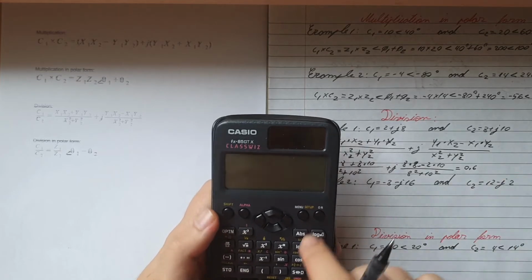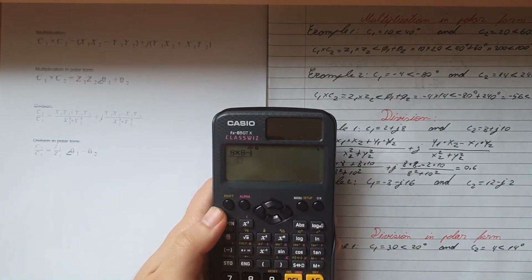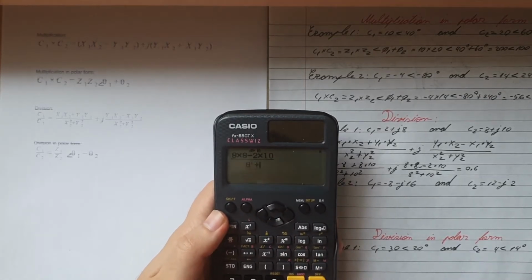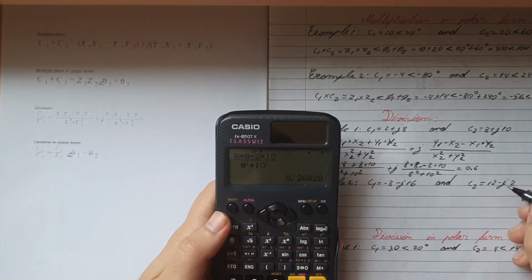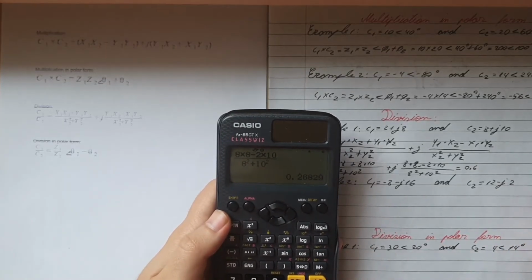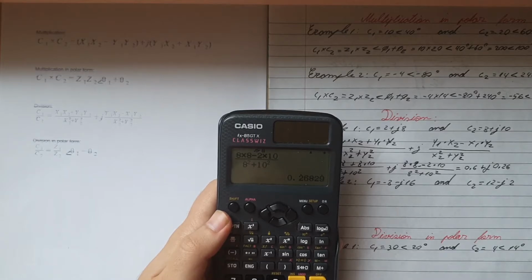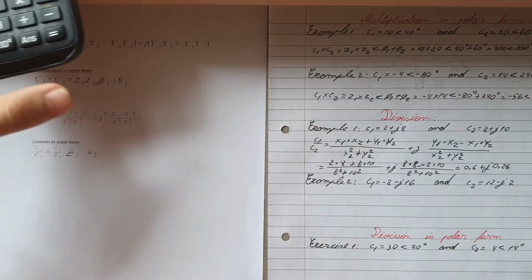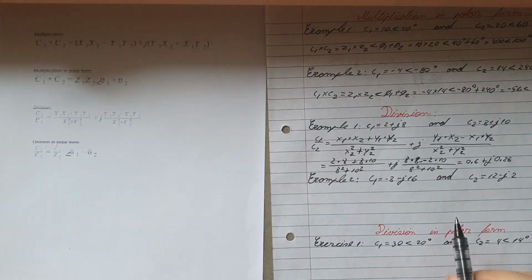And now let's do the second one, see if it's a plus or minus. So 8 times 8 minus 2 times 10 over 8 squared plus 10 squared. That one is like 0.26, so plus j 0.26. And there it is. This is the answer. So 0.6 plus j 0.26.